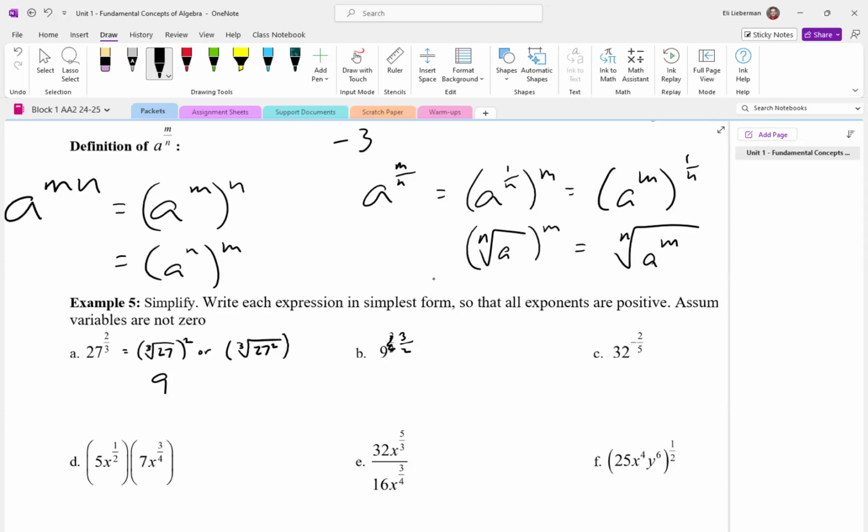9 to the 3 halves. When you see that 2 on the bottom, we're thinking of what? Square root. So we're thinking the square root of 9, then cube that, which is equal to 27. Do you think it's okay to go right from here to here? Sure. Once you know how to do it, why show that square root? You could take the square root of 9 in your head. I trust you to be able to do that.